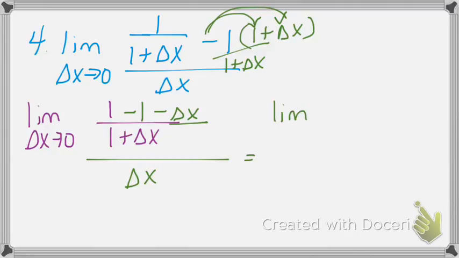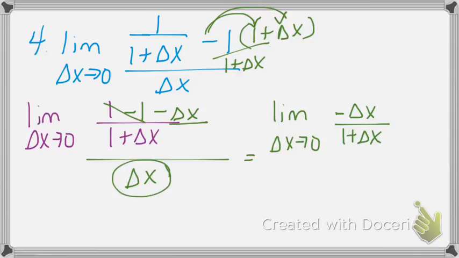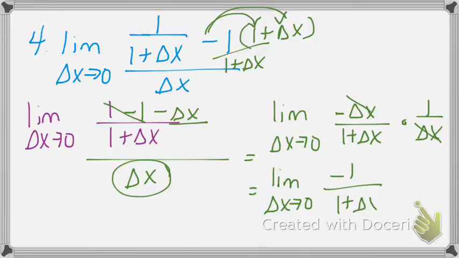Alright, so then that leaves us, that's 0. And we have negative delta x over 1 plus delta x. And then this is over delta x, so I'm going to multiply it and flip it. Fortunately, that goes away. And then we end up with negative 1 on top, 1 plus delta x on bottom. Plug in your 0, and then you get negative 1.